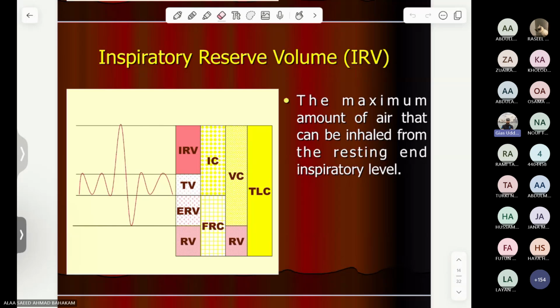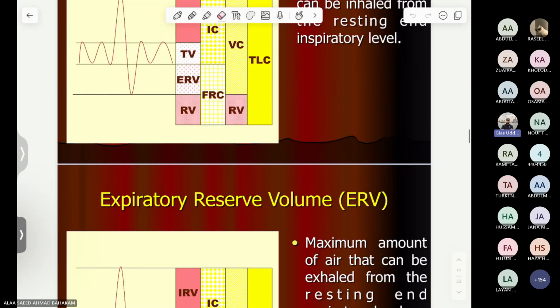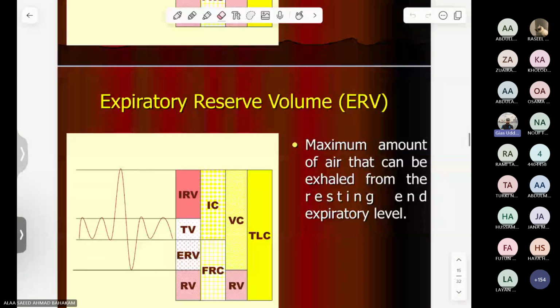Inspiratory reserve volume, IRV, the top one. It is the maximum amount of air that can be inhaled from the resting end-inspiratory level. The maximum amount of air that we can inhale from the resting inspiratory level.